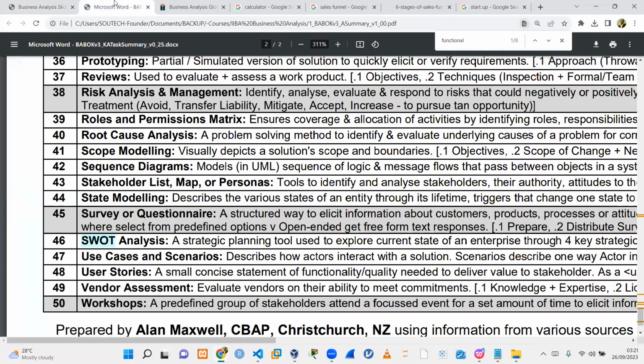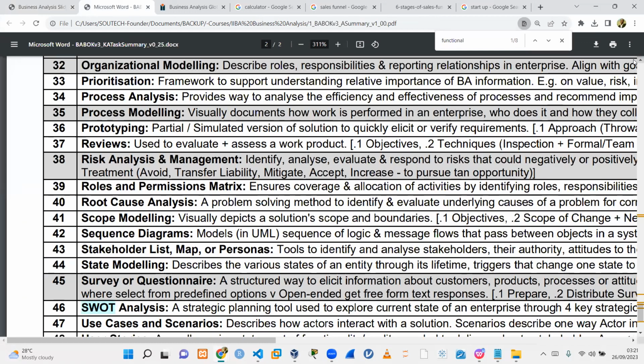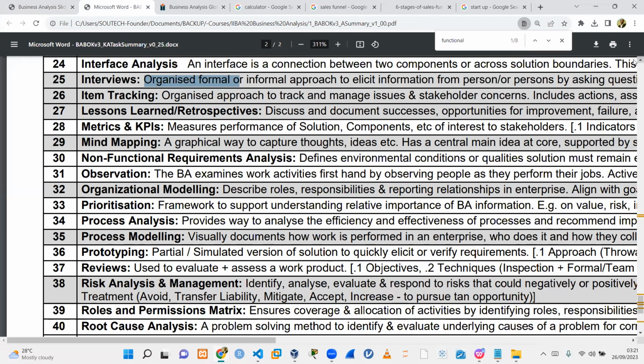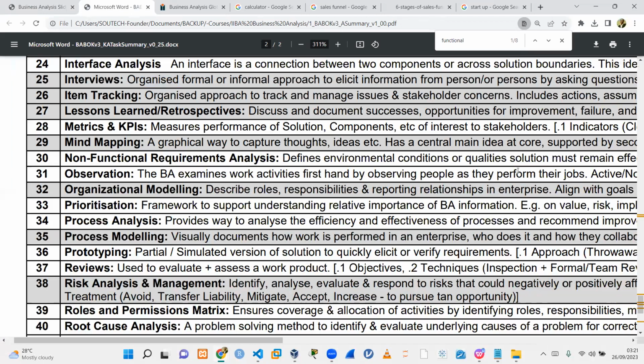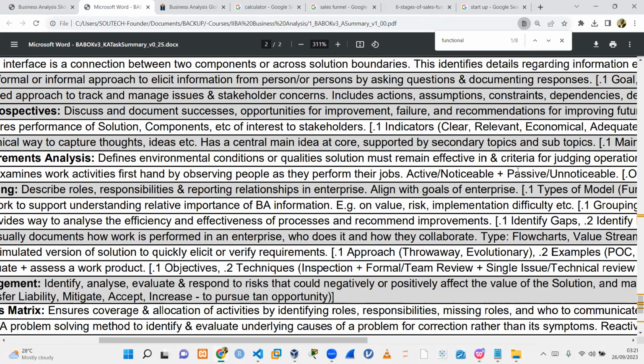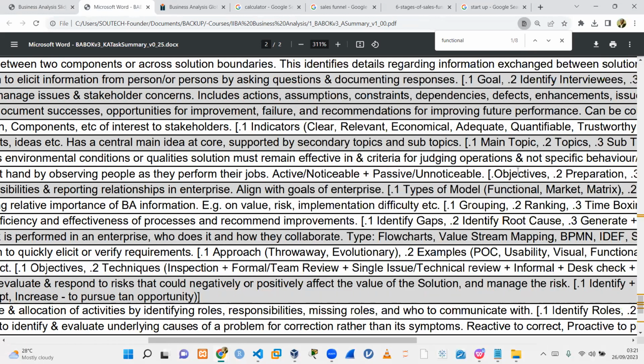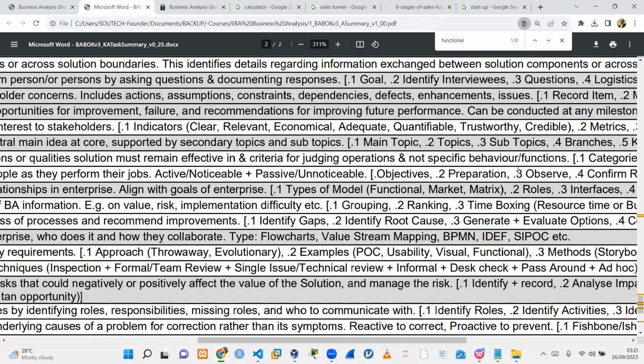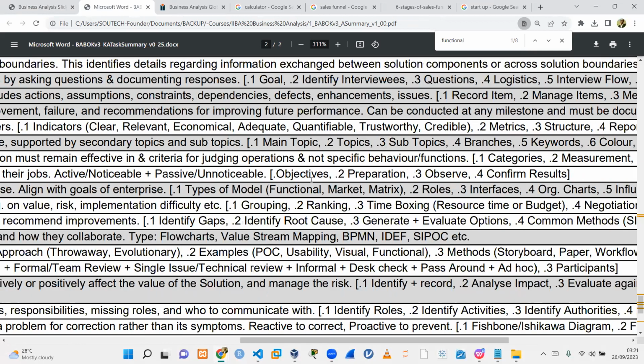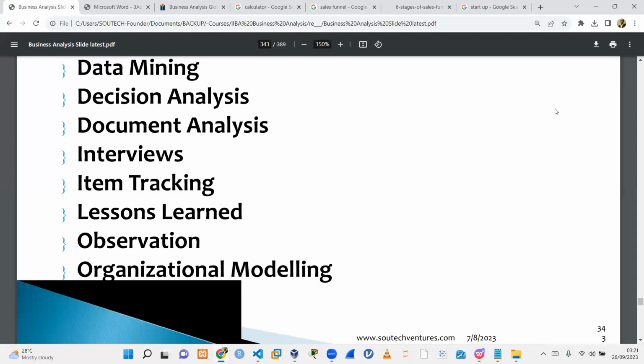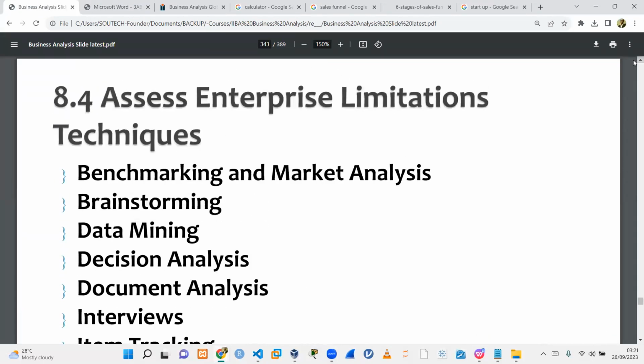Observation. Now, you don't wait until something happens. You can research, you can look at what is happening to others, right? And you can use that to learn. Observation is to examine work activities firsthand by observing people as they perform their job. It can be active or passive, noticeable or unnoticeable. So you can be observing, you can be researching. So you want to have some objectives, you want to prepare for it, you want to then observe, then you want to confirm your result.